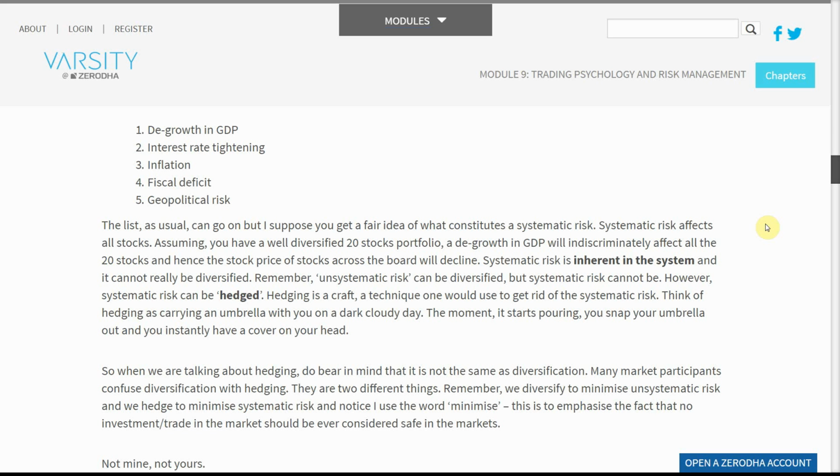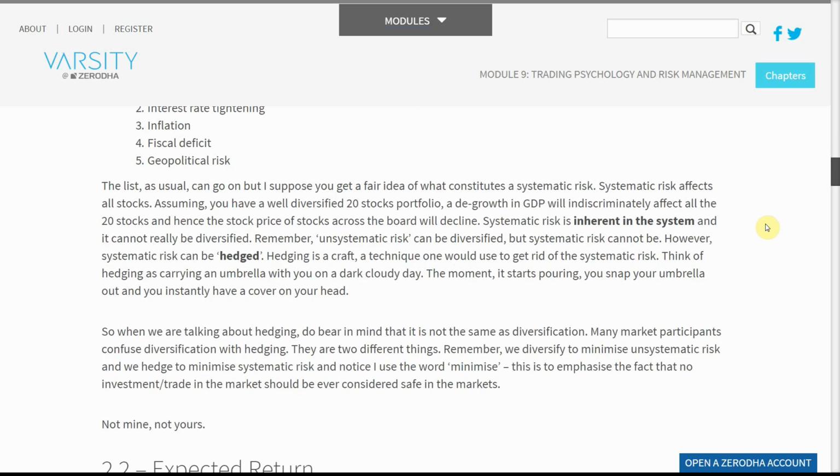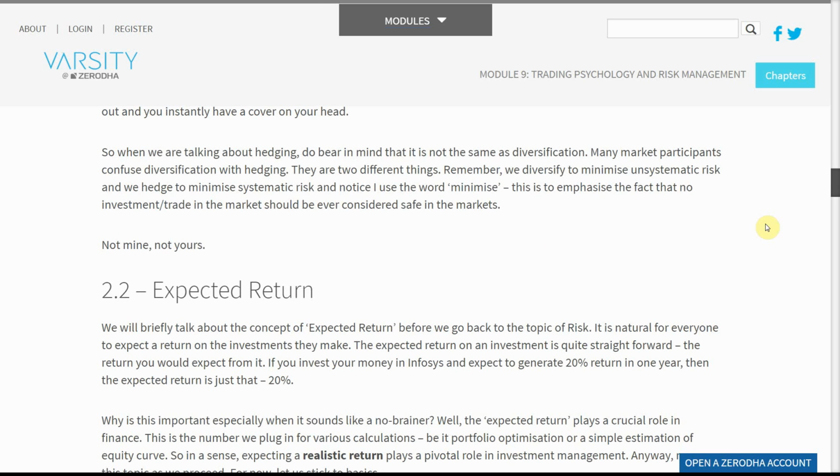Remember, we diversify to minimize unsystematic risk and we hedge to minimize systematic risk, and notice I use the word minimize. This is to emphasize the fact that no investment trade in the market should be ever considered safe in the markets. Not mine. Not yours.